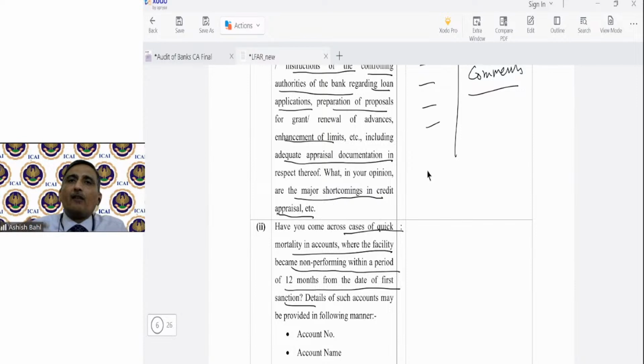Why is this question being asked in the long form audit report? The point is, it shows that credit appraisal might not have been proper. What did the bank official see? What did the branch manager see when he first sanctioned the loan to the party, that it has become non-performing within such a short span of time? Within a year of sanctioning the facility, it has become NPA. So such kind of things.